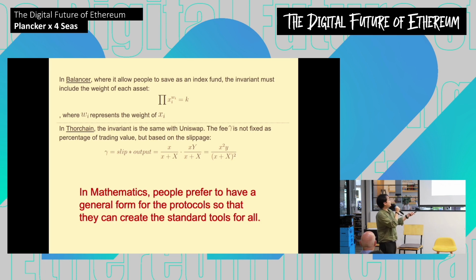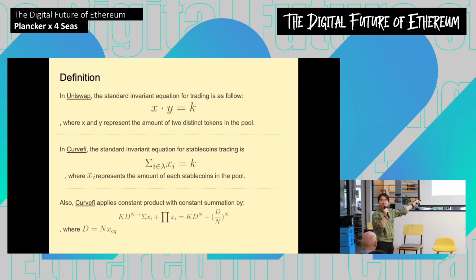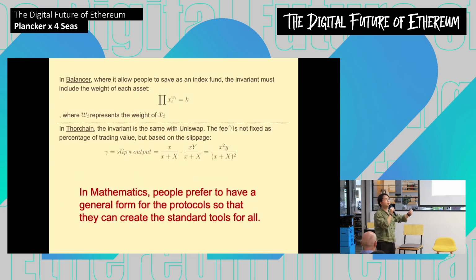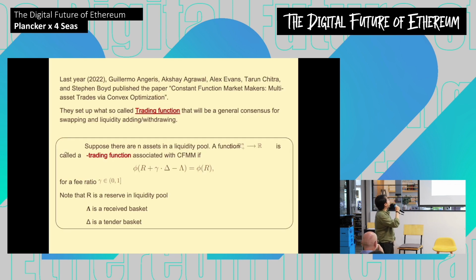Okay, let's come to the mathematics point of view. In math, people who work on research want to have a general form. They don't want to see so many kinds of equations. So they say, let us make the general form of it, and then they can use some tools on that. Actually, last year, there was a group at Stanford.